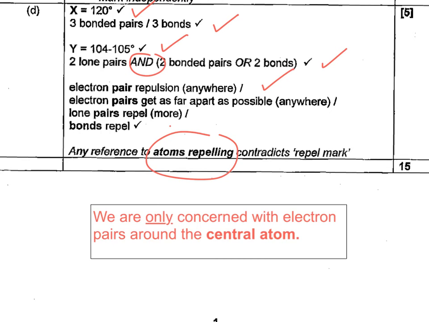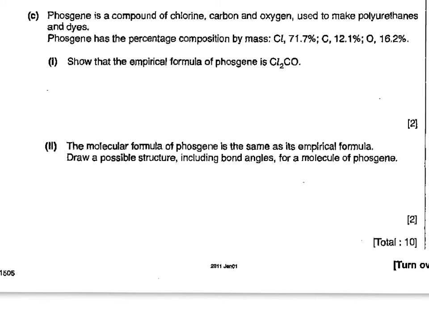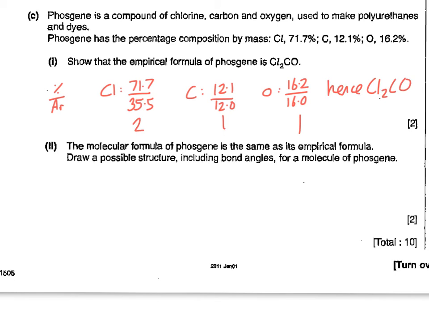So let's do one more. So this next part's a bit combined. I'm going to do both parts of it because it shows you how shapes of molecule and other ideas come together in exam questions. So going back to empirical formula, using a periodic table, we put the percentage by mass divided by the atomic mass, or relative atomic mass, for each of the atoms concerned. And that gives us a very close approximation of 2 to 1 to 1 as our ratio. So that shows that phosgene is Cl2CO.